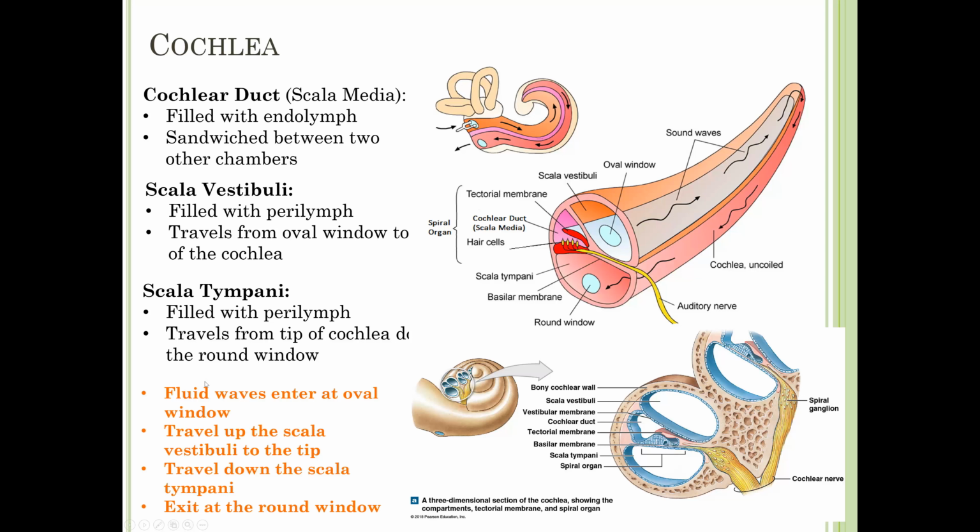So in conclusion, fluid waves are entering at the oval window. They travel up the scala vestibuli to the tip of the cochlea, and then they travel down the other side, down the scala tympani, and they exit at the round window.